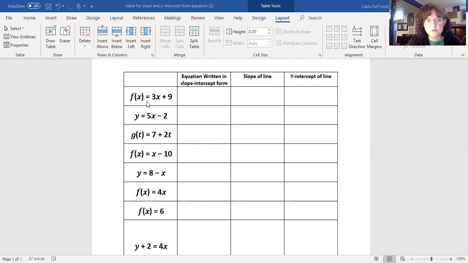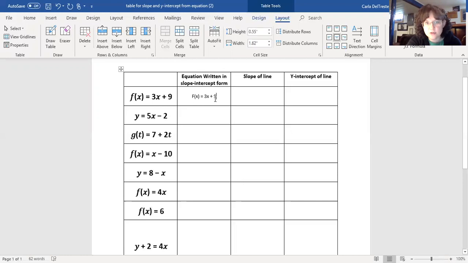So we have f of x equals 3x plus 9. We want to write this in slope-intercept form. Well, this already looks like y equals mx plus b. I don't have to do anything else. To write this equation in slope-intercept form, it already is. So it's going to be f of x equals 3x plus 9. If you wanted to rewrite this as y equals 3x plus 9, that's the same thing because we learned that y equals f of x. So it doesn't make a difference.